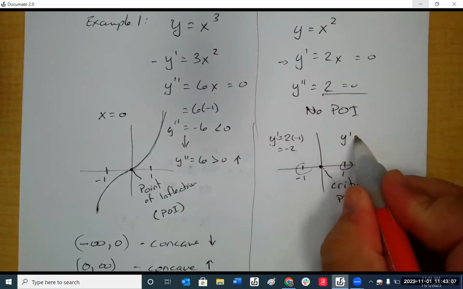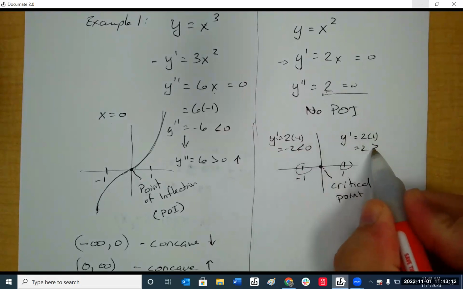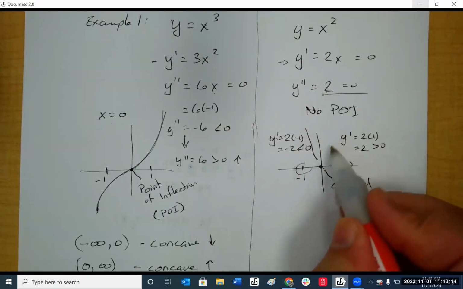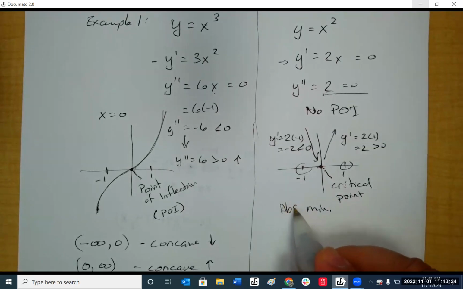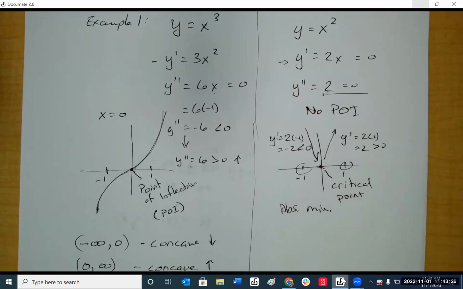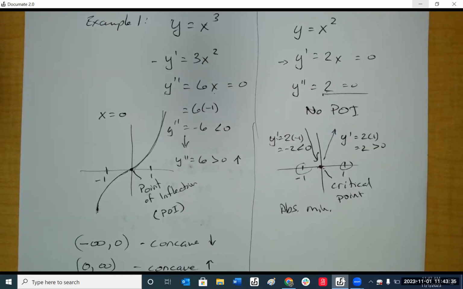And then this side. So this one's negative, this one's positive, which means this side's down, this side's up. So this is a minimum. In this case, it's also an absolute minimum, and a local minimum as well. Absolutes can be local, yes.